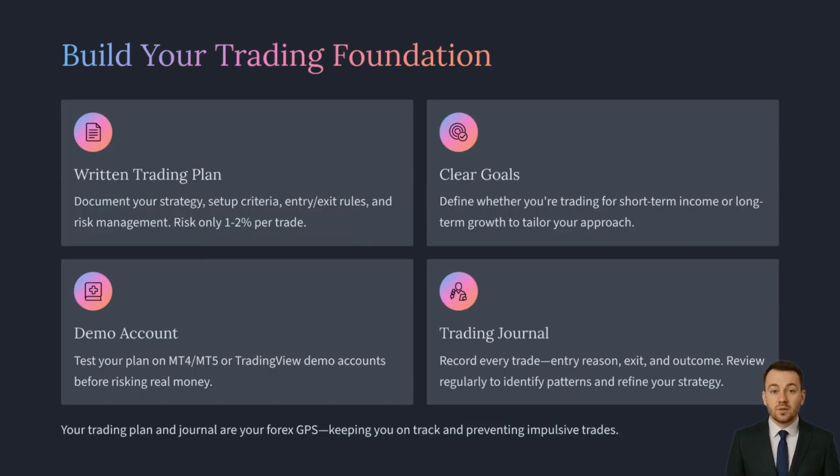How to avoid it? Create a written trading plan. Document your trading strategy, including your setup criteria, entry/exit rules, and risk management rules, e.g. risk 1 to 2% of capital per trade. Writing it down makes it concrete. For instance, decide in advance that I will only trade when X and Y indicators align, and I will exit if price hits my stop or target. Set clear goals. Determine whether you're trading for short-term income or long-term growth. Having clear goals helps tailor your plan to your style. A day trader's plan will differ from a swing trader's.